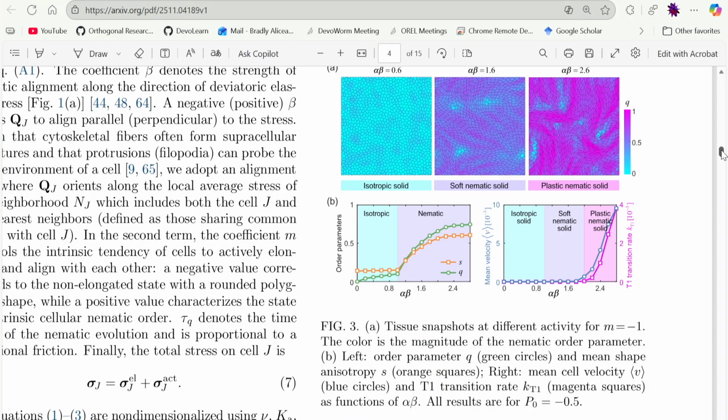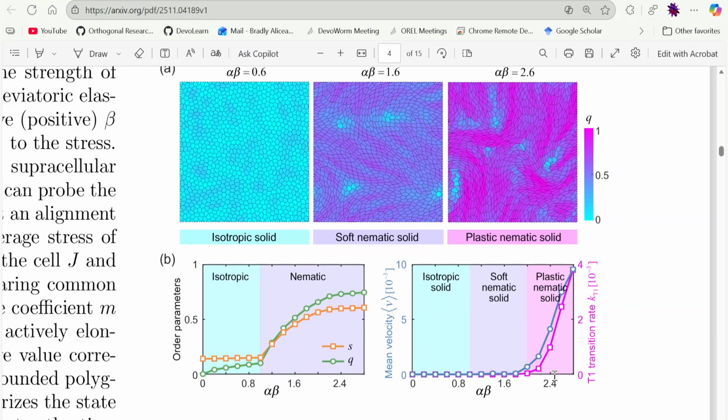Figure 3 shows tissue snapshots of different activity for the isotropic solid, the soft nematic solid, and the plastic nematic solid. And you have these different values for S and Q: the shape anisotropy in orange, the order parameter in green. When it's isotropic, the shape anisotropy is greater than the order parameter. In the nematic case, there's a phase transition on the alpha beta axis, right around the value of 1 for alpha beta, where shape anisotropy is lower than the order parameter.